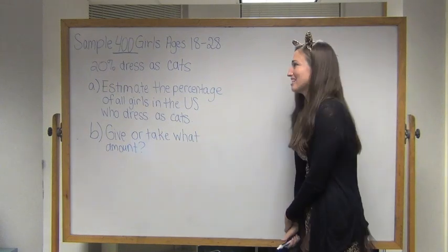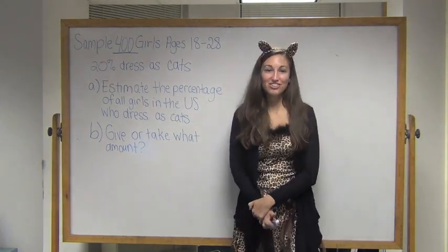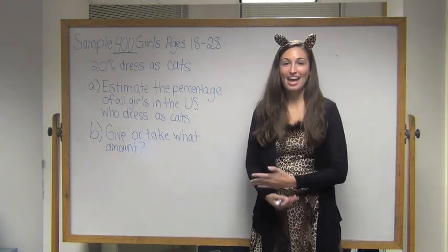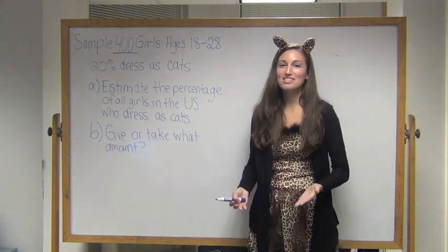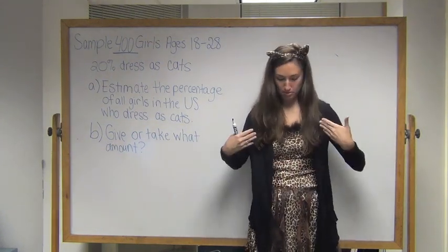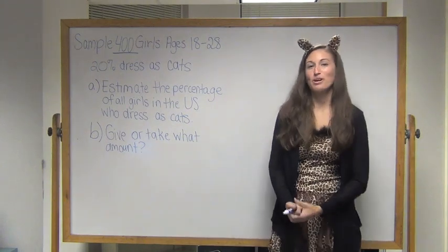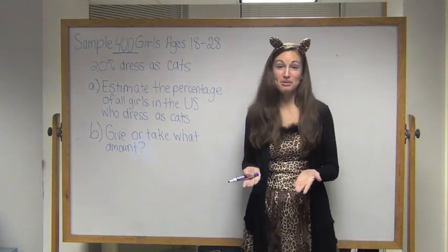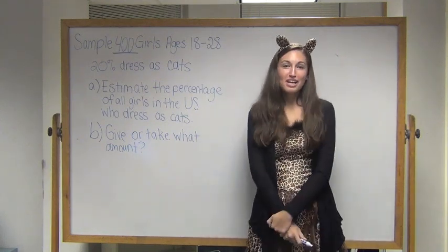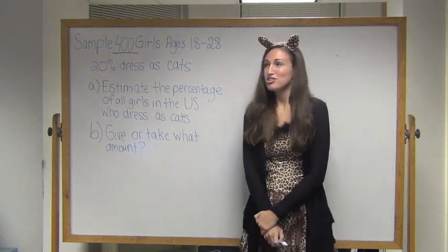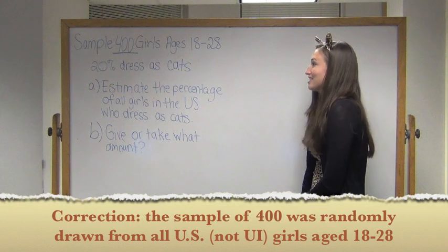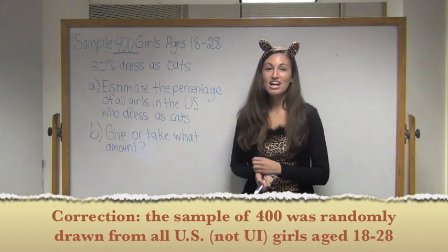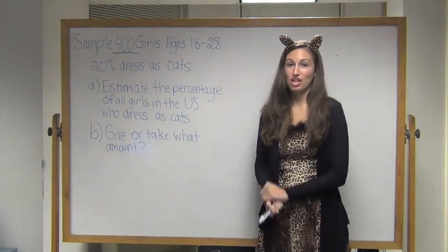For our example today, we are interested in what percentage of girls ages 18 to 28 dress as cats for Halloween, or basically anything in the cat family. It could be a cheetah like myself, or a leopard, or Catwoman, or just a regular cat. Apparently that's a pretty common costume for college-age girls. To conduct this research, I took a sample of 400 girls on U of I's campus, ages 18 to 28, and found out that about 20% of them dress as cats.